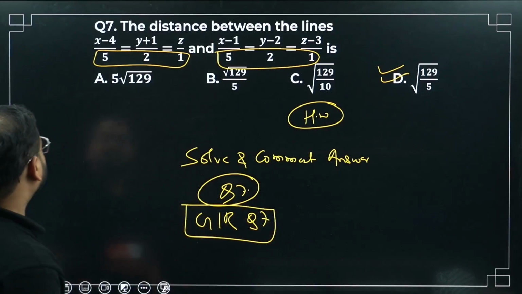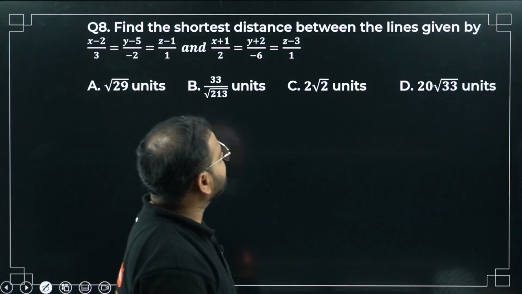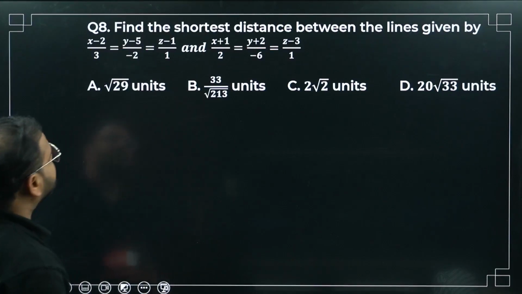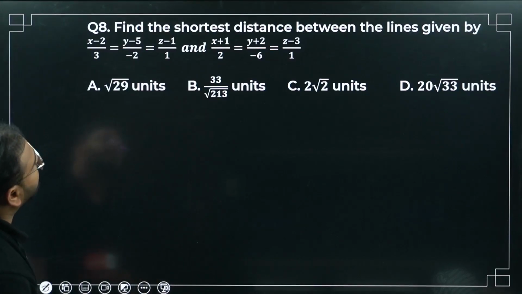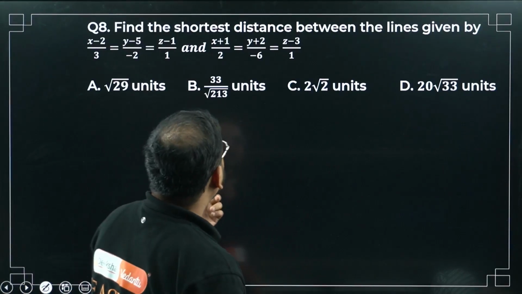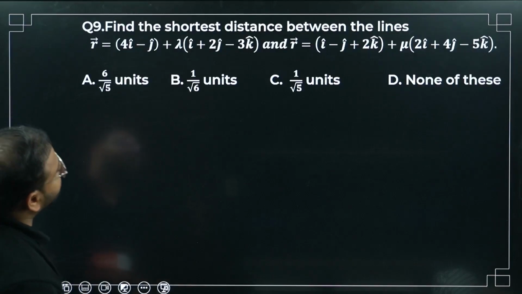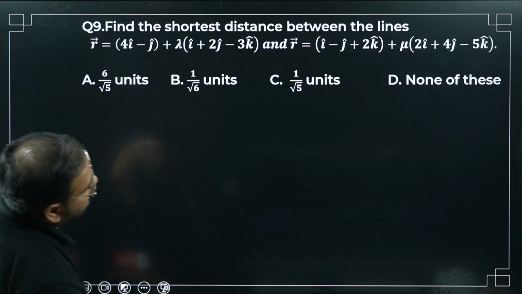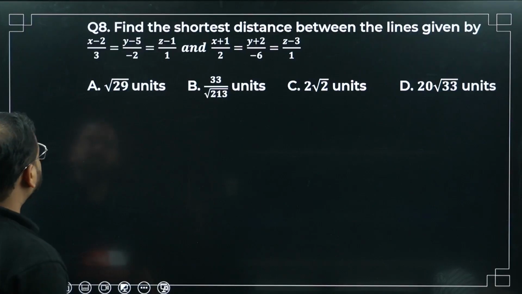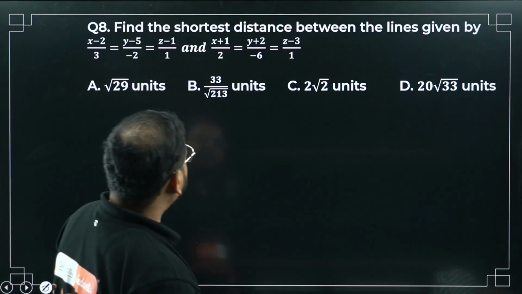Okay, great. Question number 8. Find the shortest distance between the lines given by, again, not parallel. I've taught you this concept again, right? This is also a homework. So questions number 6, 7, 8 are homework. The 9th I will solve. 7 also is a homework. 8 also is a homework.